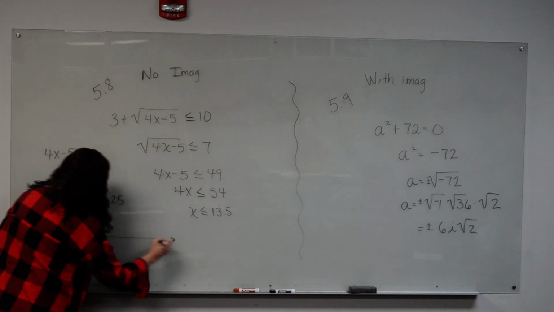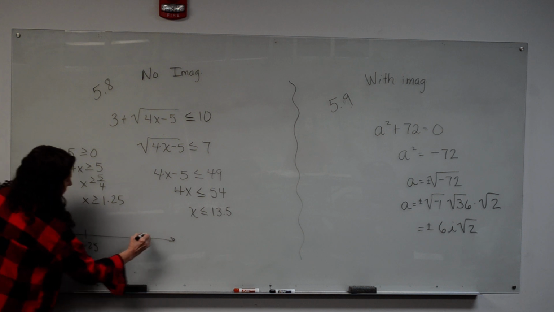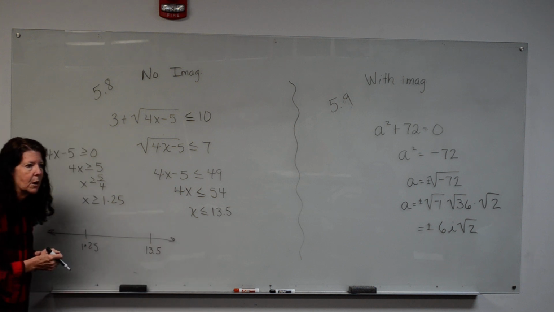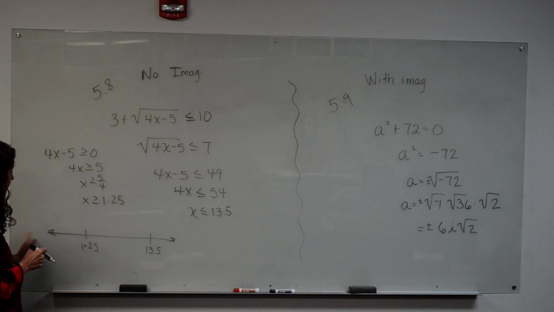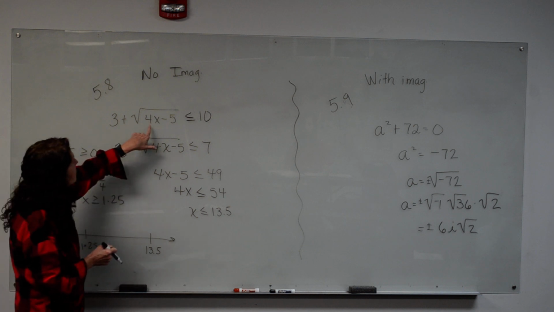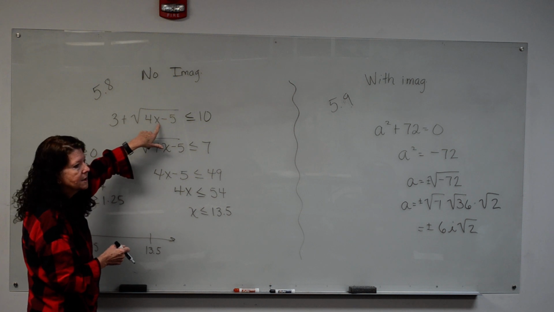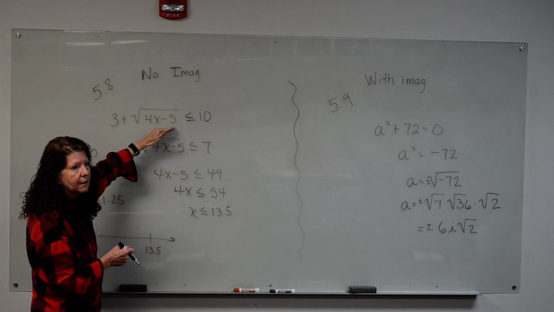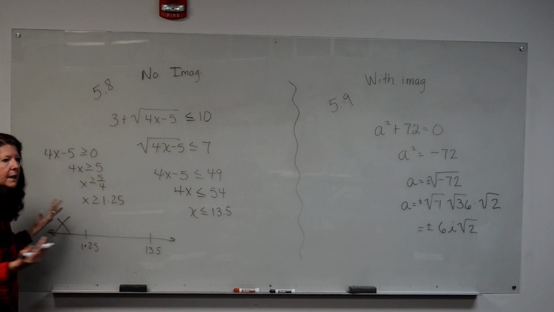So then I look on my number line, and I go 1.25 and 13.5, and I want to test these areas to see if they work. I just pick a solution less than 1.25; 0 would be the easiest thing to pick. So if I put 0 in here, does it work? 0 times 4 is 0. 0 minus 5, oh, I'm taking the square root of a negative, and I can't do that, because no imaginary numbers here. So this part doesn't work.